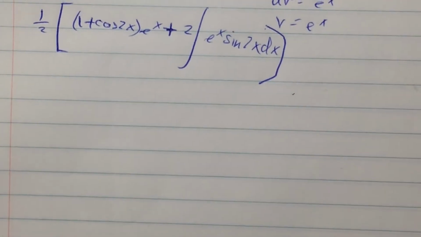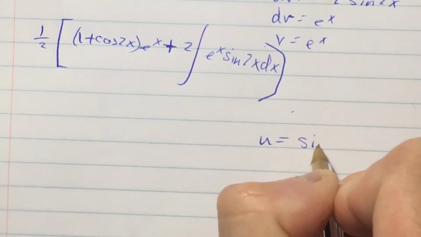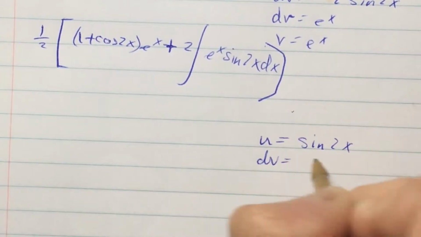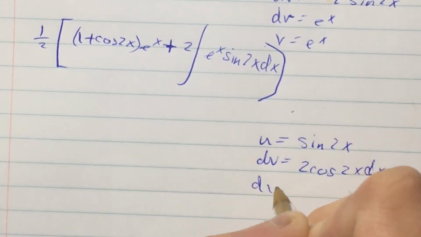Alright, well, that's our new integral. And you remember from the last video exactly what we had to do. We had to do integration by parts again. So we let u equal sine of 2x. And du is equal to 2 cosine of 2x dx. dv is equal to e to the x.